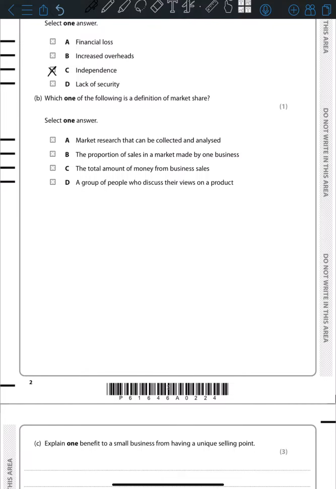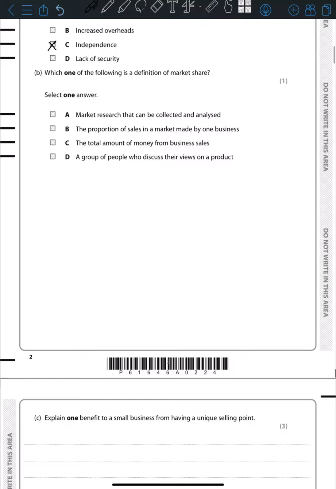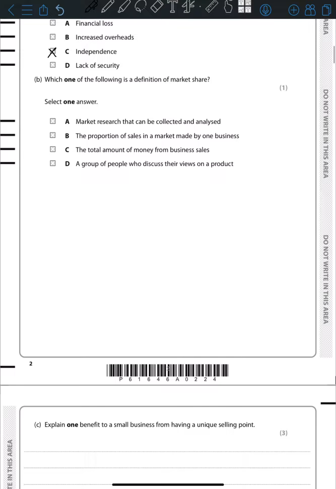Moving on to part B, which one of the following is a definition of market share? So let's search for the correct answer again. Now part A, market research that can be collected and analyzed. This does not really seem like the definition of market share, because it seems like the definition of market research data. So this one is gone. And then the proportion of sales in a market made by one business. This seems like the correct answer. Pretty simple. Let's check C and D.